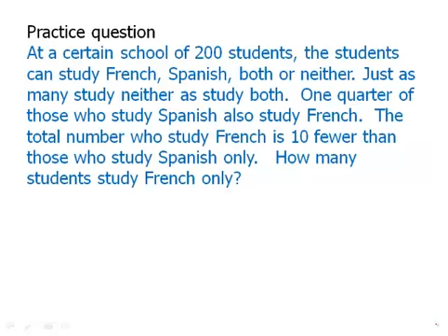At a certain school of 200 students, the students can study French, Spanish, both, or neither. Just as many study neither as study both. That's interesting. 1/4 of those who study Spanish also study French. The total number who study French is 10 fewer than those who study Spanish only. How many students study French only? Okay, well this is complicated and definitely there's going to be some algebra involved.